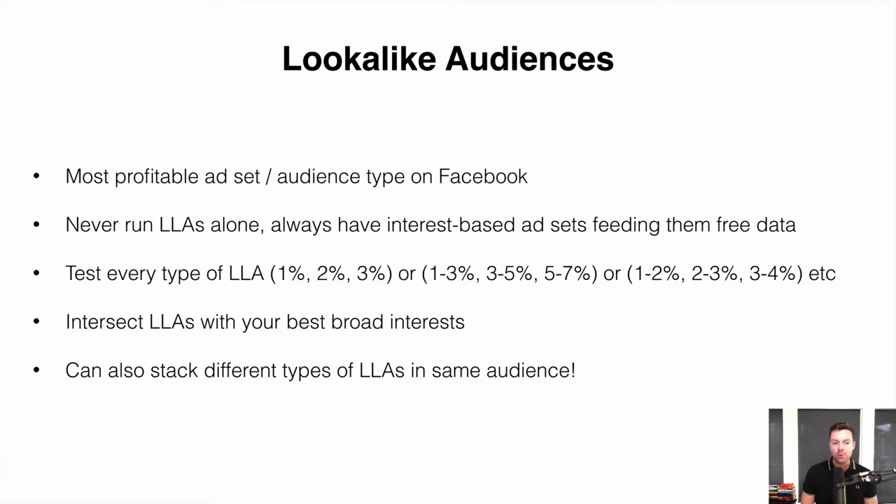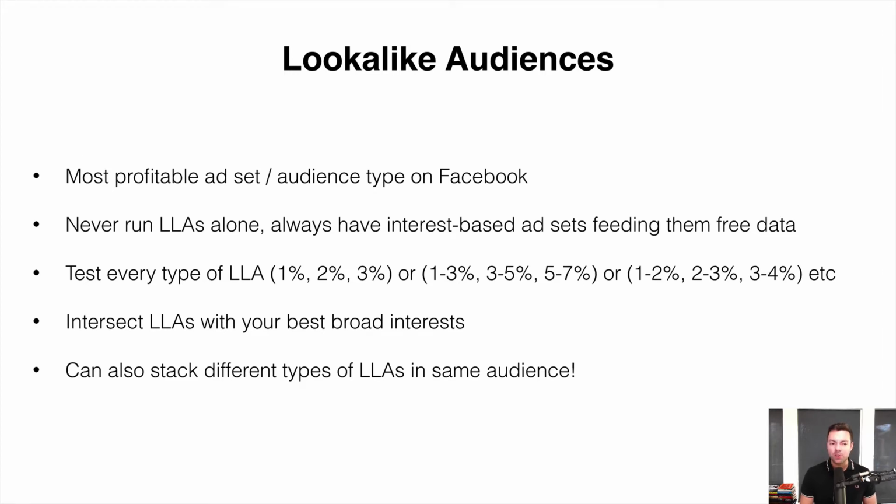Now, what I want you to do is test every type of lookalike. You can create 1%, 2%, 3%, all the way up to 10%, but you can also do percentage ranges. So 1 to 3%, 1 to 2%, 3 to 5, just like that. And I want you to set up all those different types of percentages and ranges and test them all. You never know what's going to work with lookalike audiences, and they're so powerful.